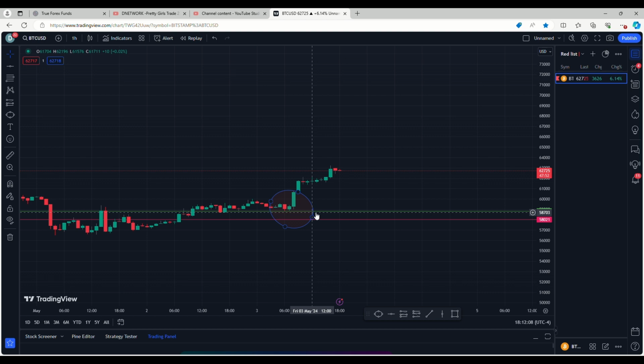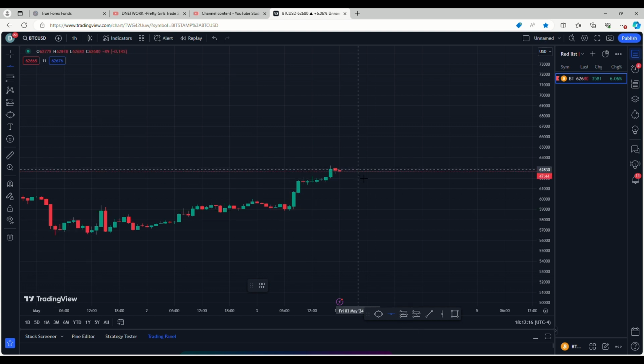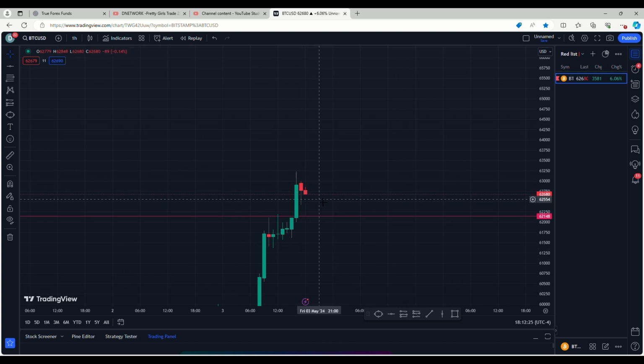So let's delete all of this. Let's say I see price, sorry guys, let's say I see price coming here. Okay, price is going to come here, and I don't have time to wait for this, right? Because the idea is to buy low and sell high. You buy at the lowest point, sell at the highest point. That's how you make the most profit.